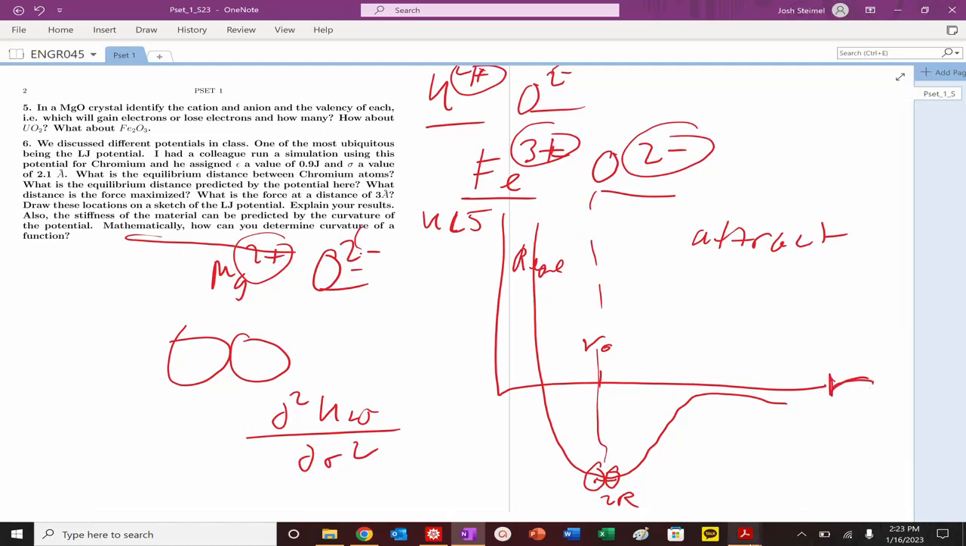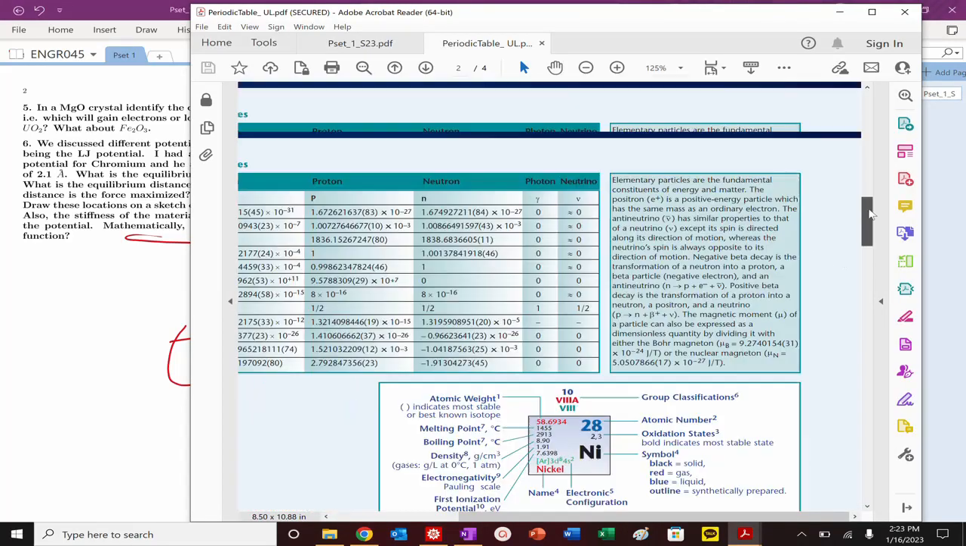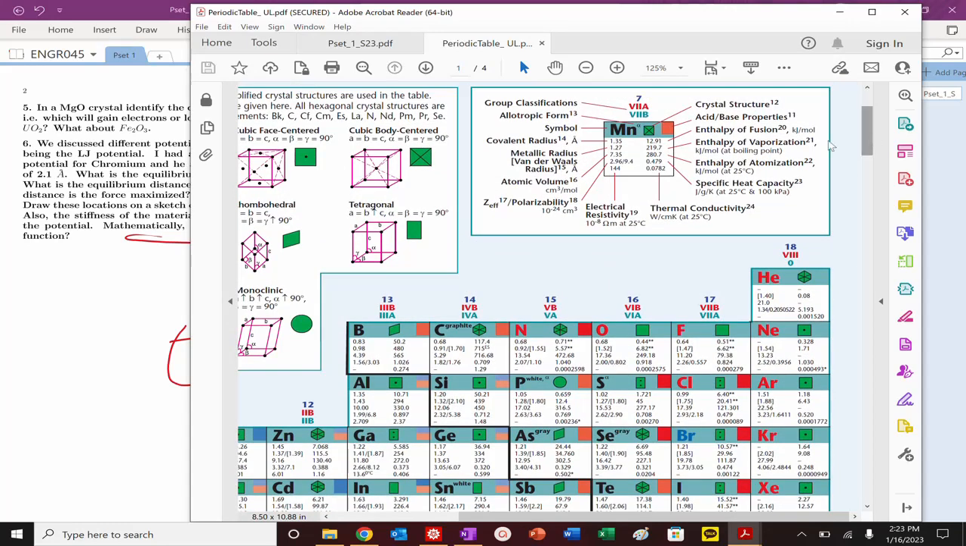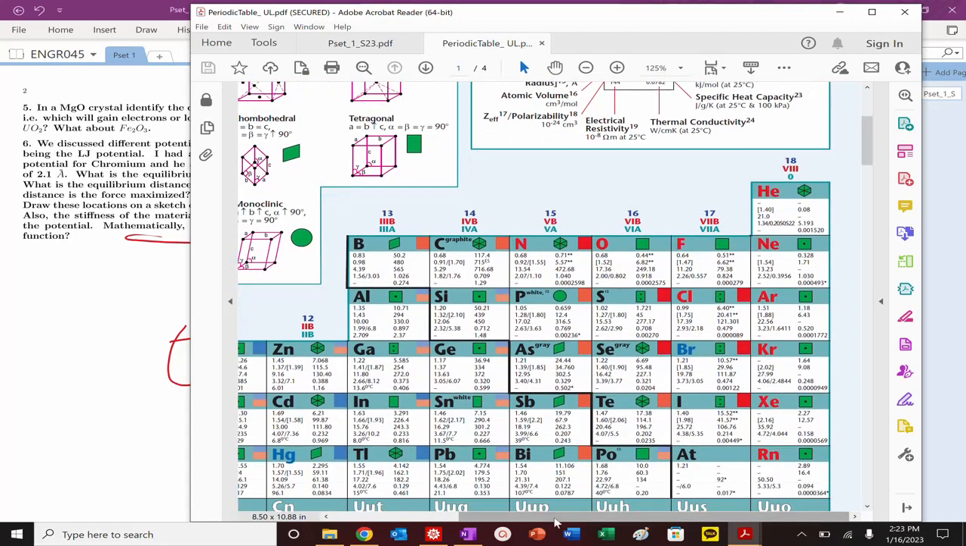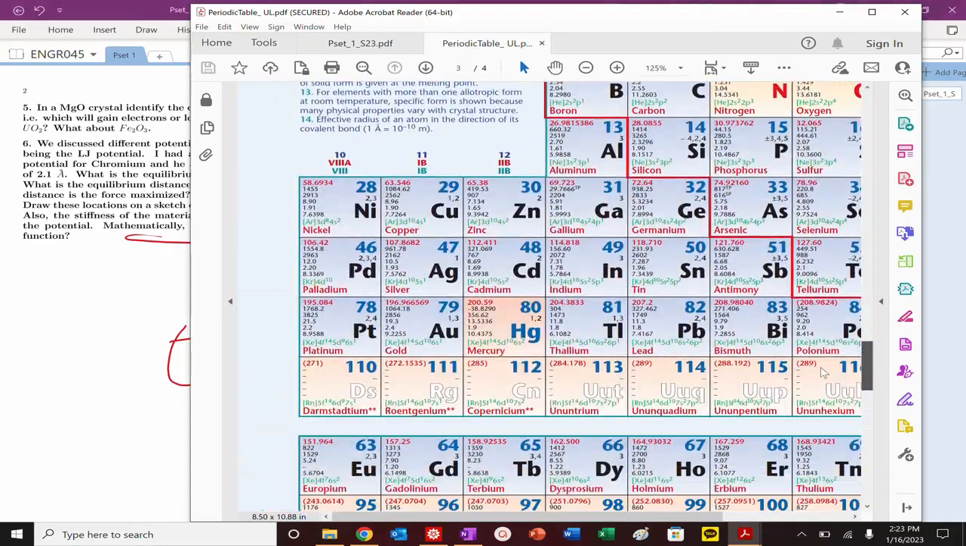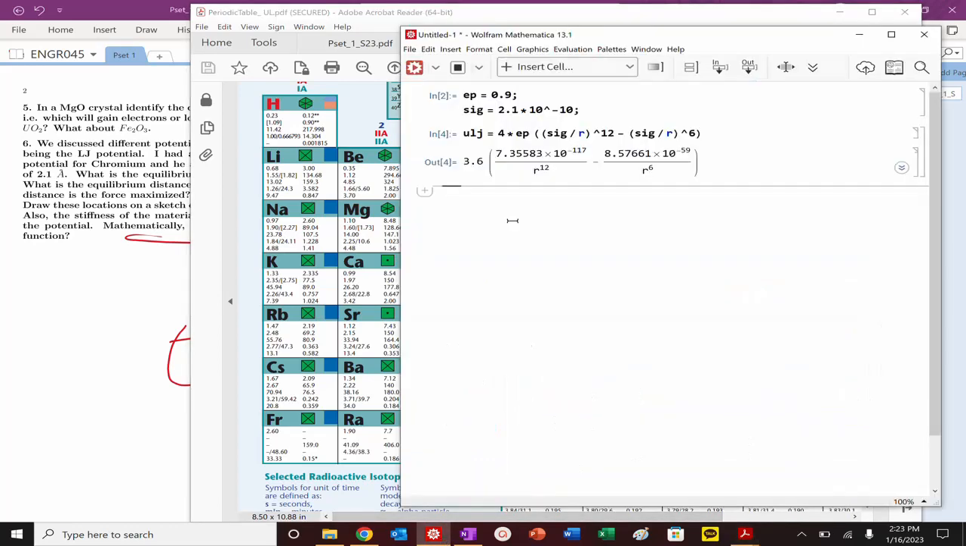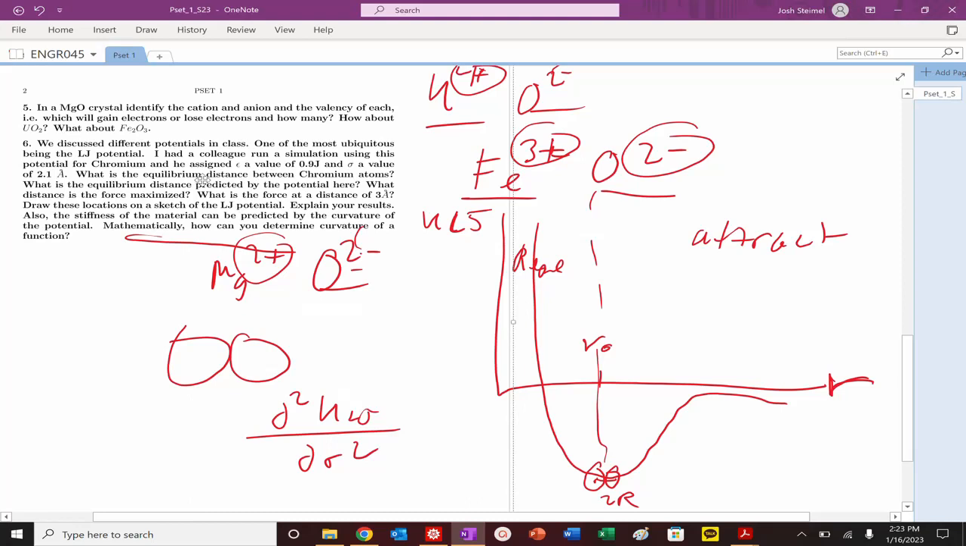So let's look at chromium. Chromium, chromium, where art thou? All right, let's see. So chromium is a metal, so we want to look at the metallic radii, so the second one there. Chromium is a BCC structure. We will learn more about that in a bit. Chromium, 1.3 angstroms. So my Cr R naught is equal to 2 times 1.3 times 10 to the minus 10. So that's the equilibrium distance for chromium atoms.